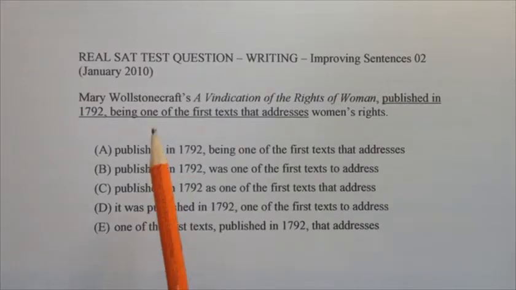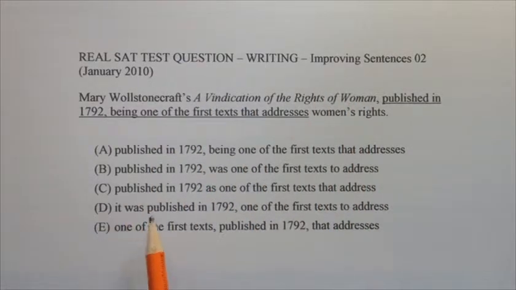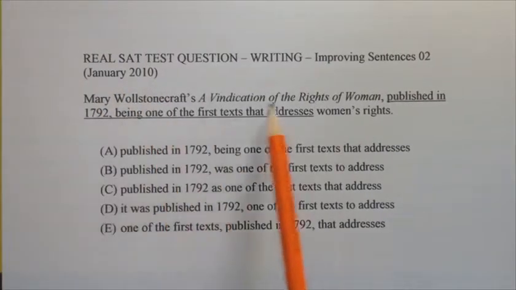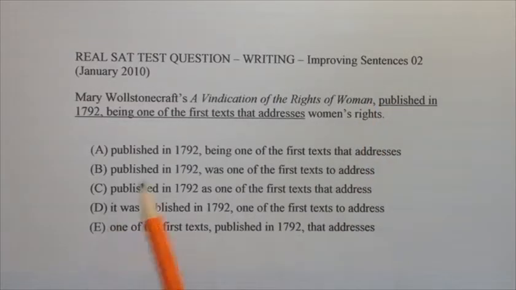So this is wrong. Mary Wollstonecraft's A Vindication of the Rights of Woman, comma, it was published in 1792. That's a run-on. It does not make sense. You do not have two subjects. Mary Wollstonecraft's A Vindication, that's a subject. That's wrong.